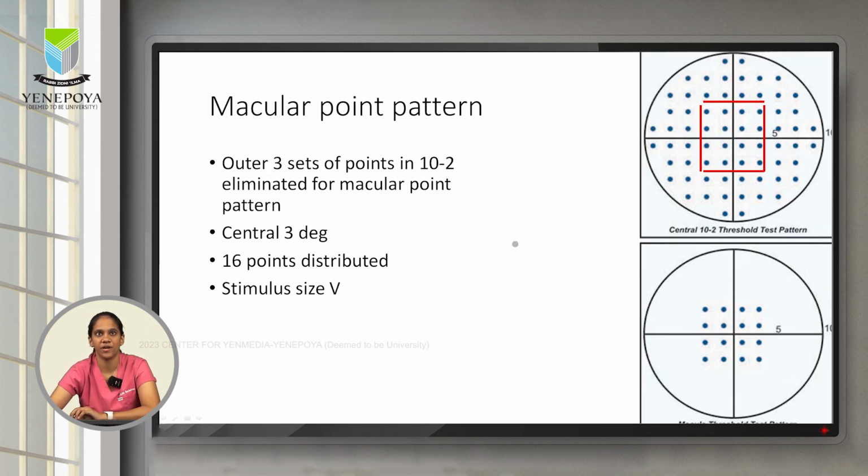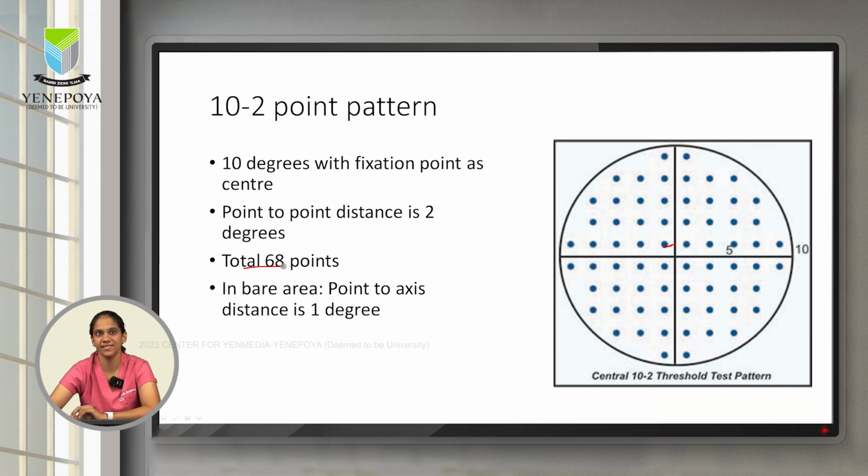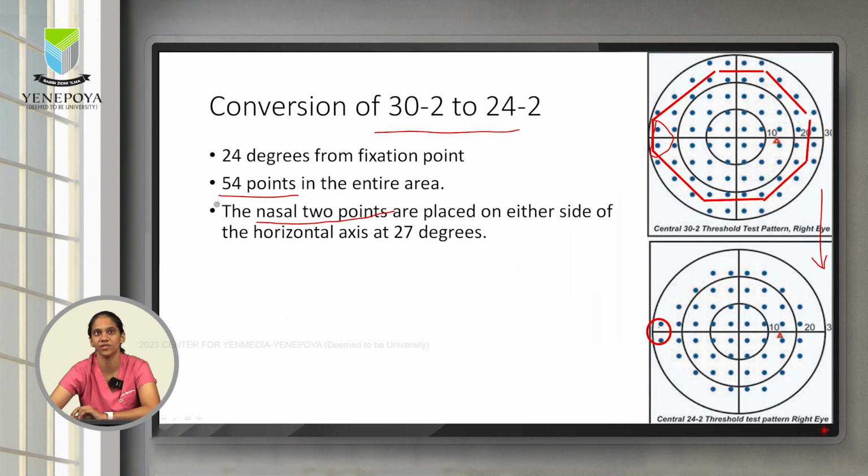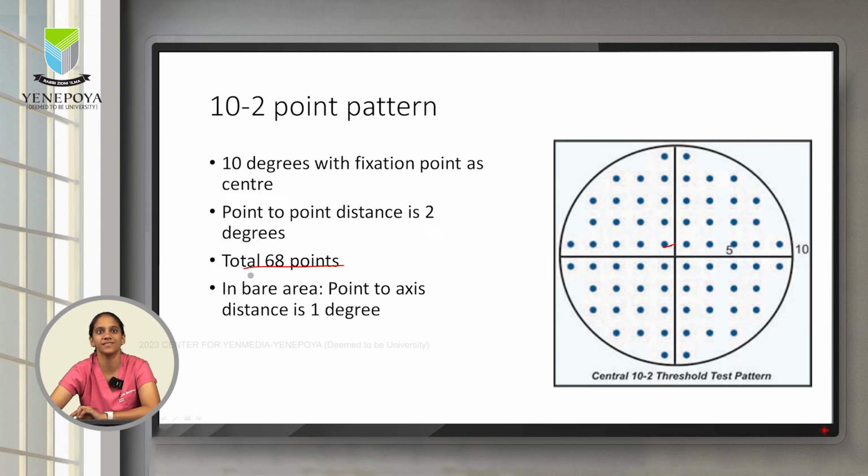And then comes the macular point pattern. This is going to be even smaller, right? The outer 3 sets of points are going to be eliminated. All of this is going to go away. Only the central 3 degrees are taken, and about 16 points are there in this, and the stimulus size is 5. If you see in this, there are 68 points, which is more than your 24-2 pattern, which is going to have 54 points. This 68-point pattern measures your central vision in advanced glaucoma cases.